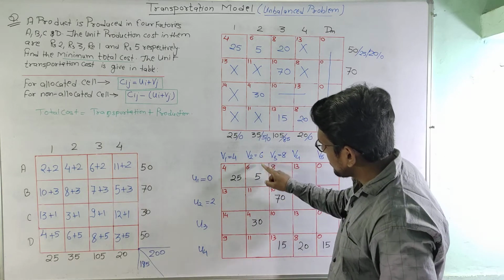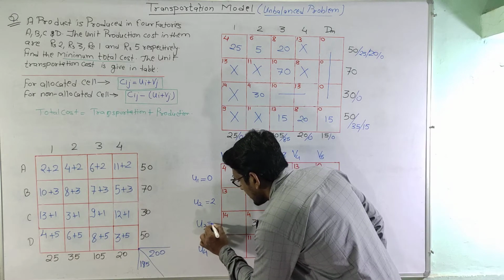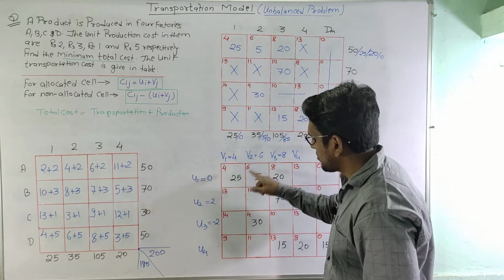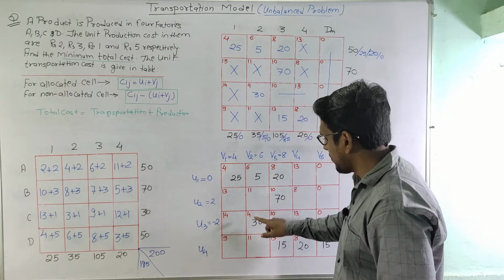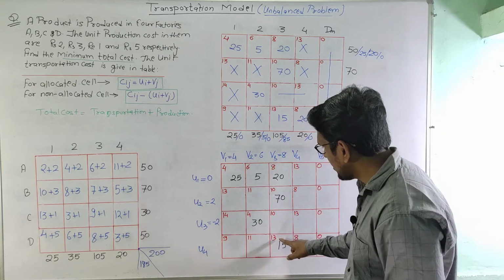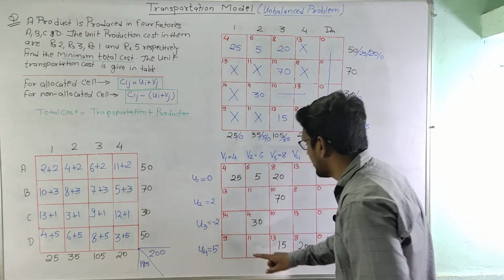Similarly, this is 6. 6 plus what equals 4? So we know that 6 minus 2 is 4. That is, 6 plus minus 2 is 4. Similarly, 8 plus what equals 13? So 8 plus 5 equals 13.